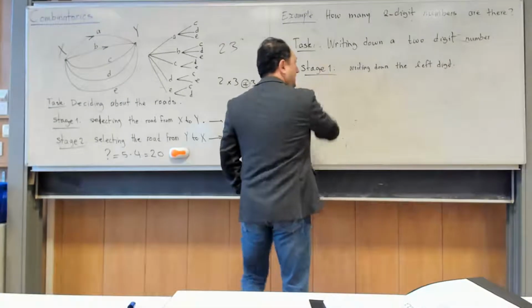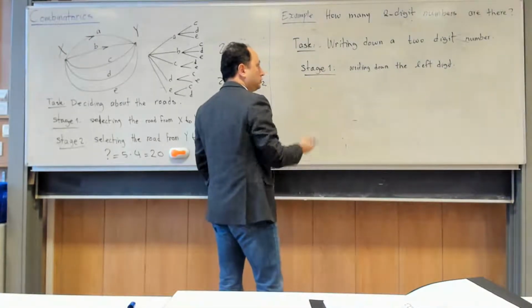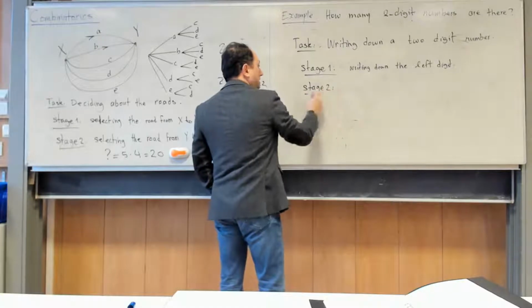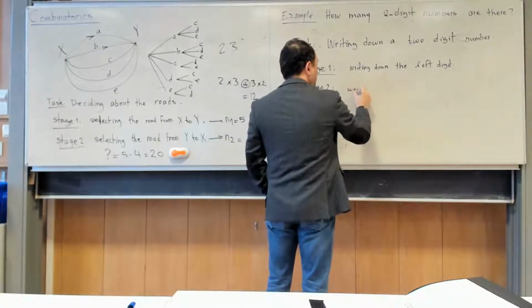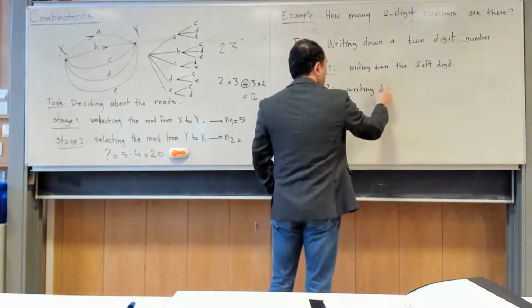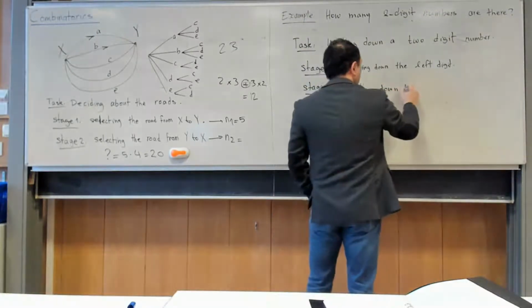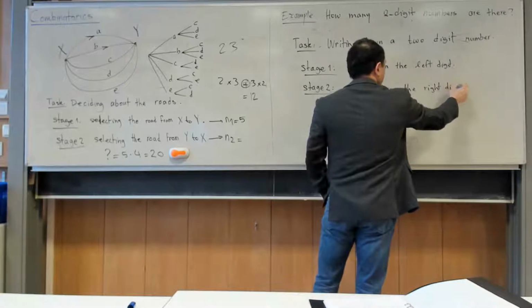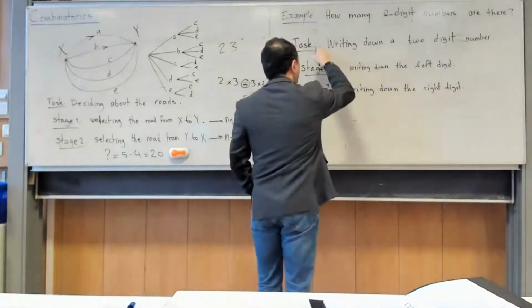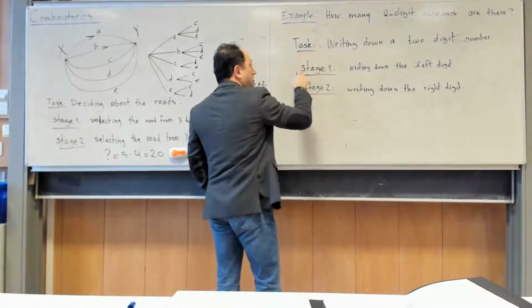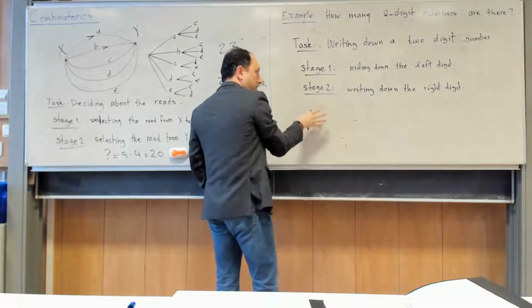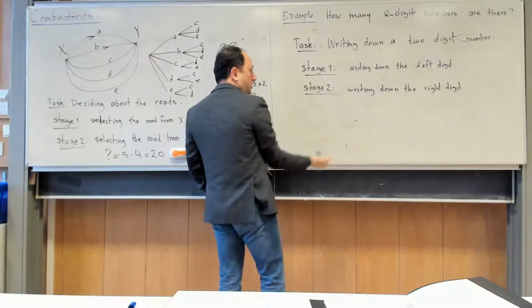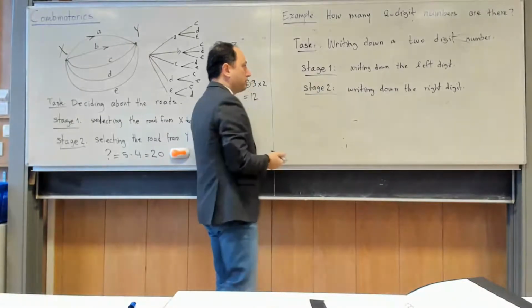Okay, but is the task accomplished here? No. I have to accomplish it in 2 stages in this way. So stage 2: writing down the right digit. Okay, so this task is only accomplished if both of them are accomplished. If I just do the second stage, it means that I have 1 digit on the right. I have to have both of them.